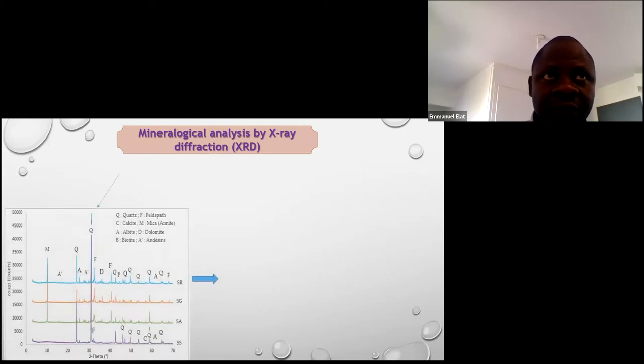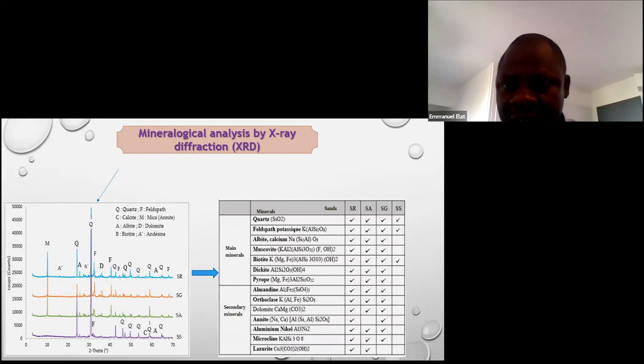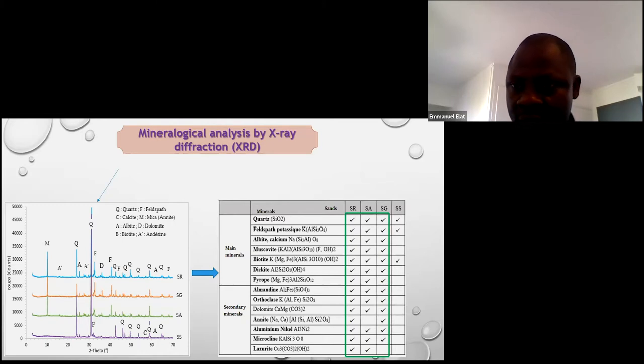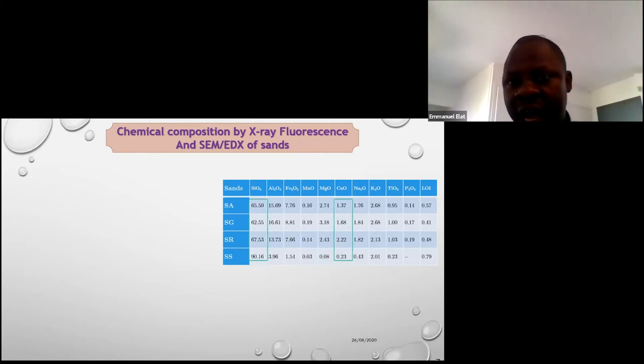The mineralogical composition of sand is determined by X-ray diffraction. The diffractogram shown in this figure shows that all crushed sands have the same main and secondary phases, but the river sand is essentially composed of quartz, biotite and feldspar. The chemical composition of sands is determined by X-ray fluorescence.